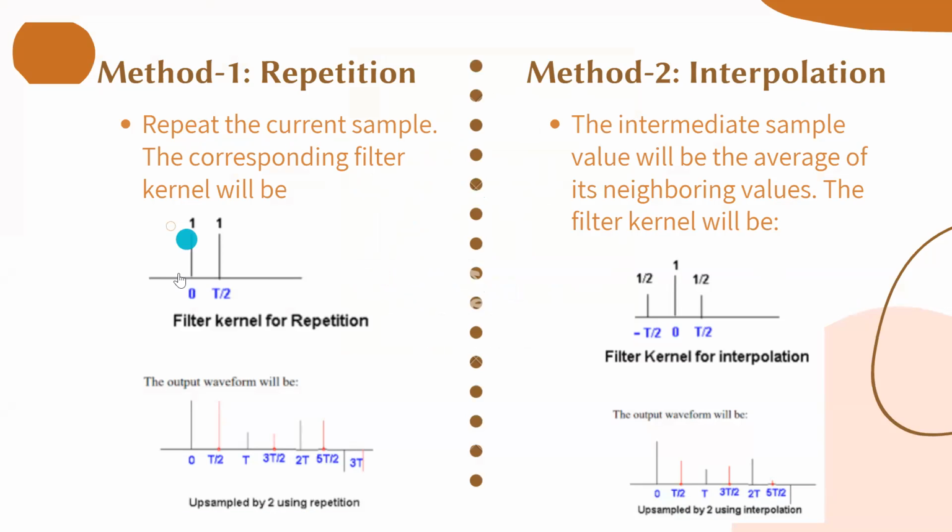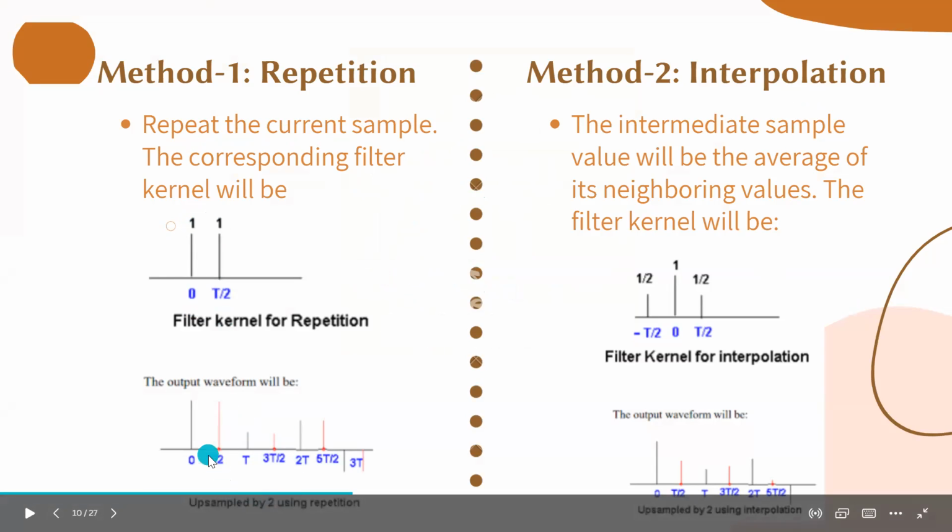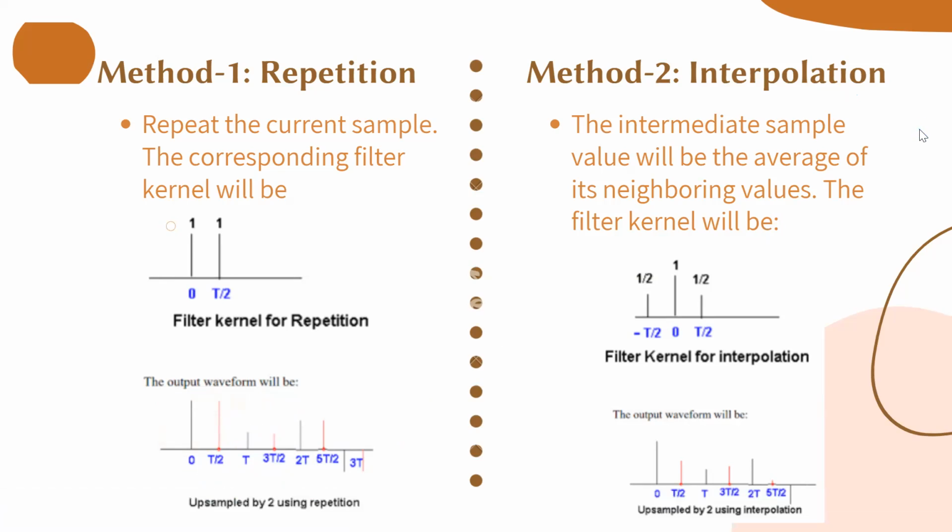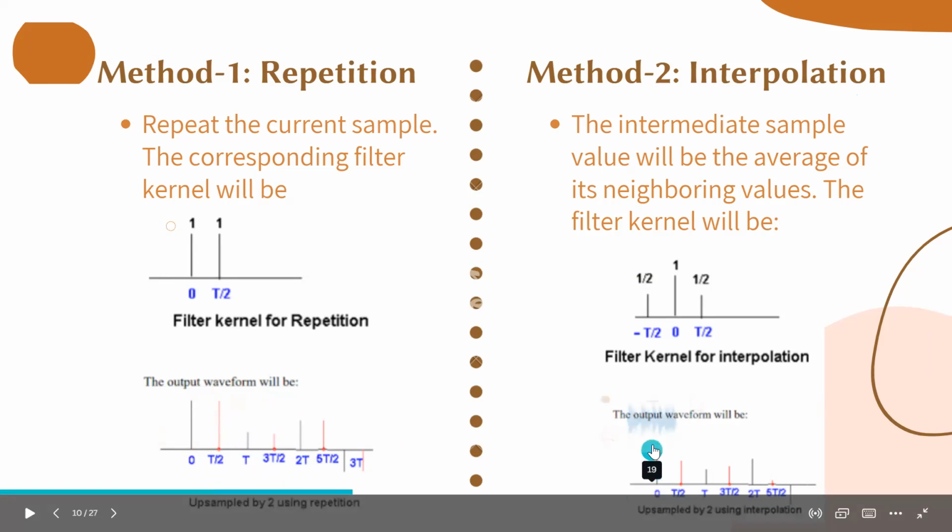In repetition, the samples are repeated. Like here, 1 and 1 are repeated at 0 and t by 2. In this other waveform, at 0 and t by 2 there is the same sample. Similarly at t and 3t by 2 there are similar samples, and so on. The second method is interpolation. Interpolation is basically taking the average of two neighbors. Here at 0, suppose it is 1 and at t it is 0.5. So the average of it is 0.75, and it is plotted at t by 2.